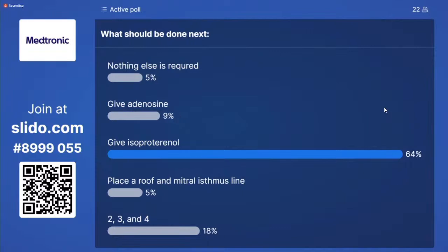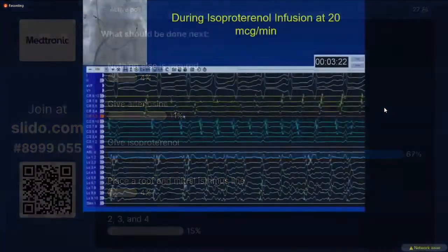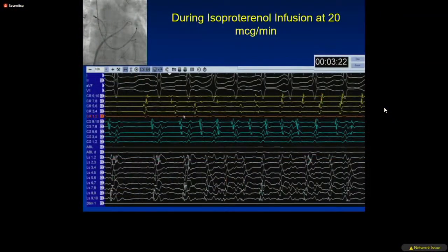So as I mentioned before, this patient already had a right isthmus line, which we have shown in a randomized study doesn't do anything to success, but everybody does it. There is no place in this patient for anything other than isoproterenol. So this is what the patient does on isoproterenol.